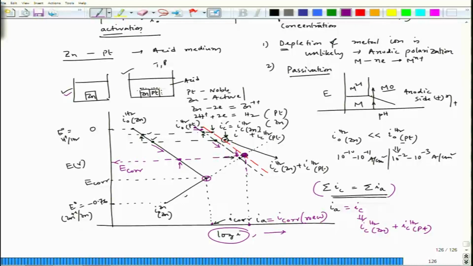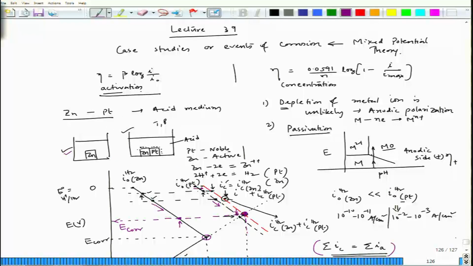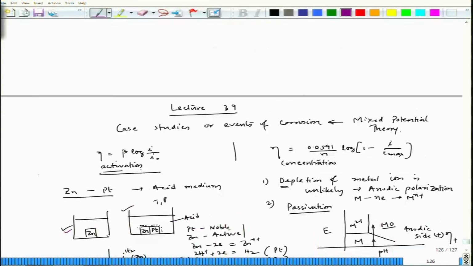Now, you could see that in this case 1, when we have connection of an active component with a noble component, the corrosion rate of the active component goes up enormously. This is the explanation why it goes up, with the help of the Evans diagram. Now, let us look at a second case. This is case 1.